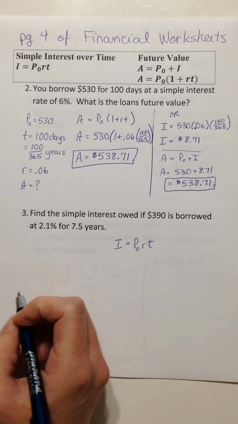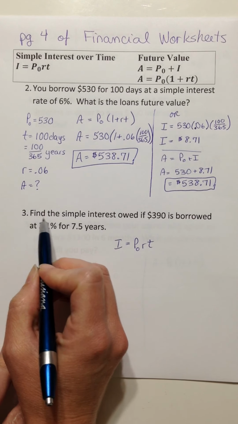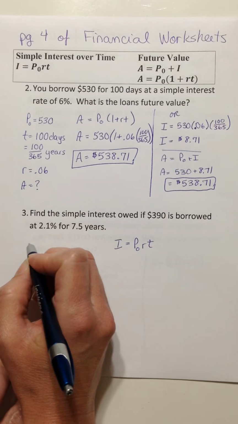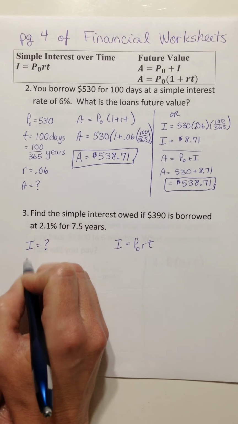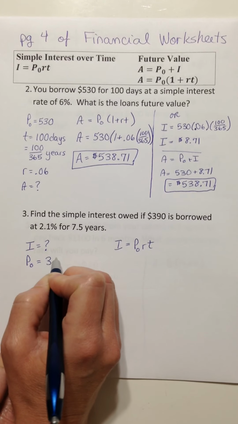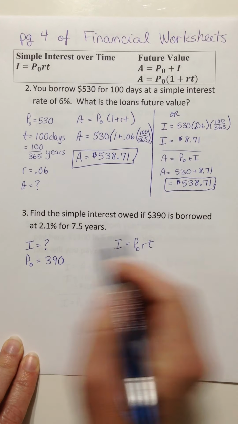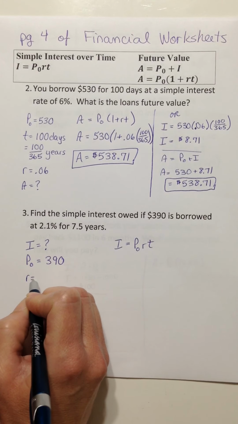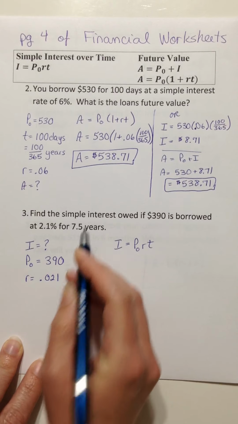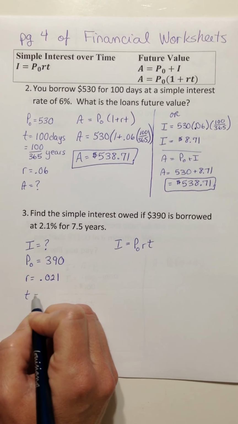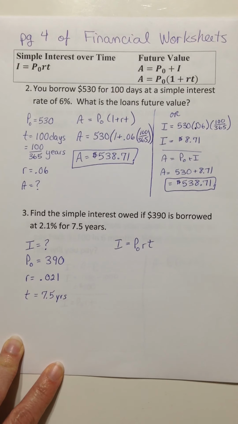Find the simple interest owed. So you're looking for the interest. If $390 is borrowed, so the amount you're borrowing is the beginning amount, at 2.1%. So we'll change that to a decimal. For 7.5 years, this is already given in years. You don't have to convert.